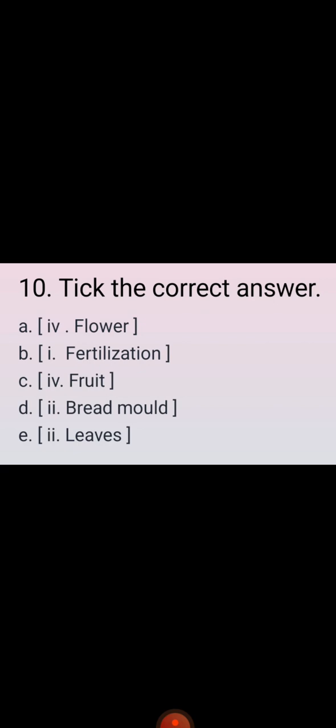Mature ovary forms the: seed, stamen, pistil, fruit. So the correct answer is fruit. A spore producing organism is: rose, bread mold, potato, ginger. So the correct answer is bread mold. Bryophyllum can reproduce by its: stem, leaves, roots, or flowers. So our correct option is leaves.